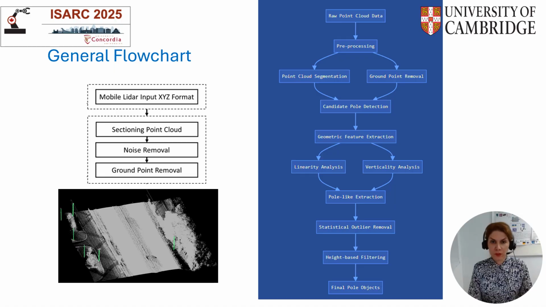It starts with pre-processing of the point cloud, including segmentation, ground removal, and noise removal. Afterwards, candidates of pole-shaped objects are detected, and geometric feature extraction is done to extract the pole-like objects. After several filtering steps, the final pole objects are used and modeled for the rest of the research.